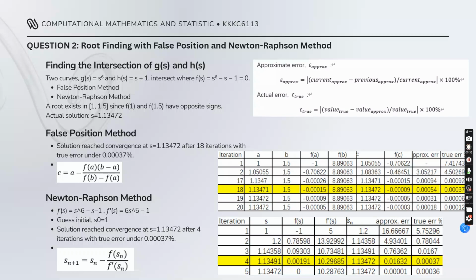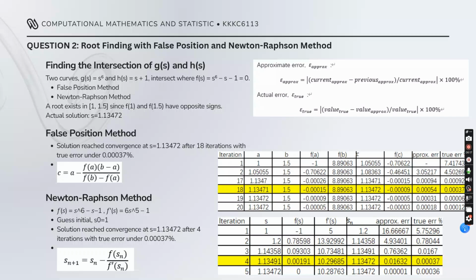The Excel table shows that the estimated roots move progressively closer to the actual solution. After several iterations, the method converges to 1.13472 with a true error of 0.00037%. Although the method is reliable because it always keeps the root inside the interval, its convergence becomes slower near the end because one boundary remains fixed over many iterations. Therefore, while the false position method provides an accurate result, it requires considerably more iterations than some other numerical methods.